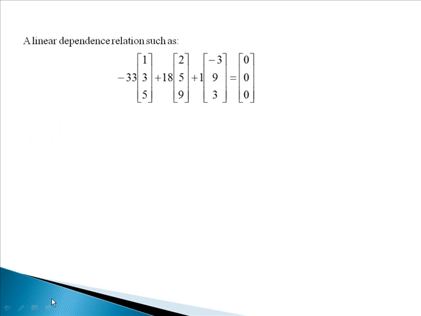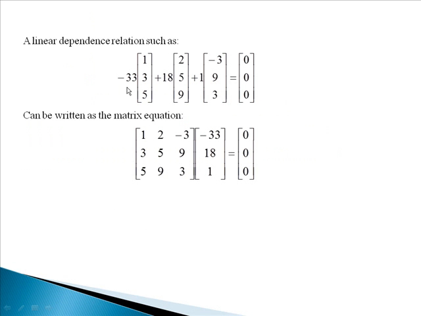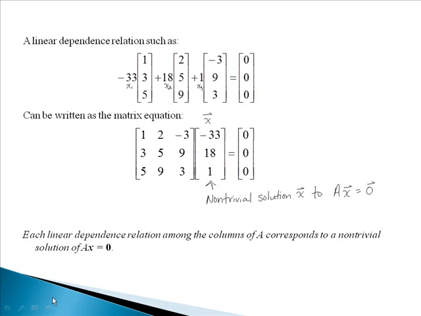So a linear dependence relation such as the one that we just found could also be written as the matrix equation, where we are taking our variables that we found for x1, x2, and x3, and we're replacing those in our vector x here. So then this is the non-trivial solution x to our homogeneous equation Ax equals 0. Each linear dependence relation among the columns of A corresponds to a non-trivial solution of Ax equals 0.